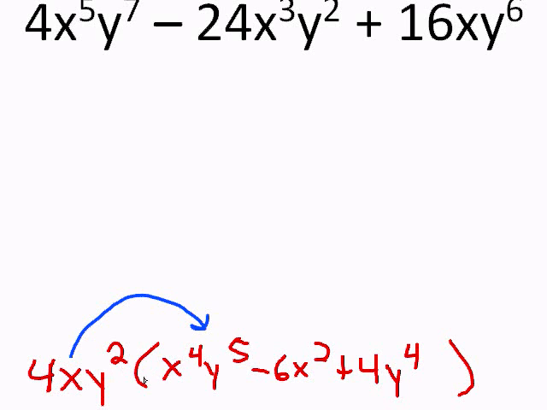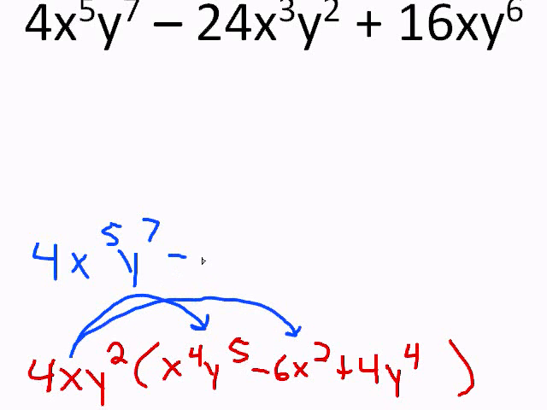So 4x y squared times x to the fourth y to the fifth. We multiply the 4 first, giving us 4. X times x to the fourth gives me x to the fifth. Y squared times y to the fifth, remember you add your exponents, gives me y to the seventh. Minus 4 times negative 6 gives me negative 24. X times x squared is x to the third. There's nothing to multiply y by, so it's just going to be y squared.